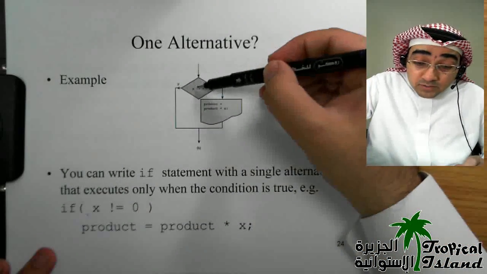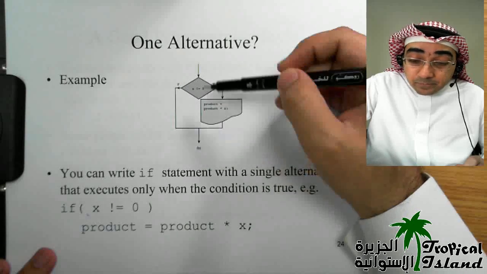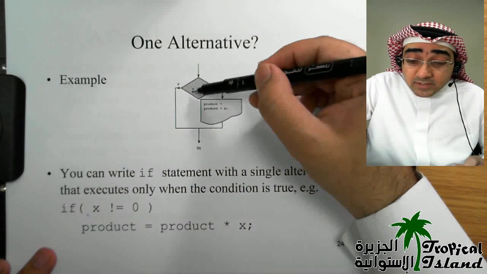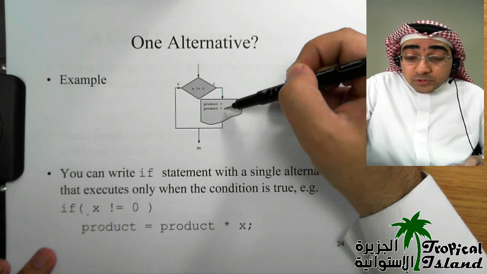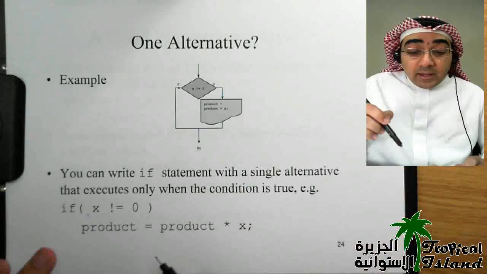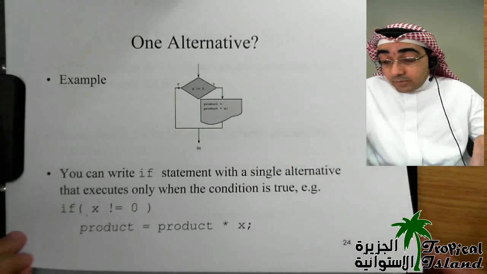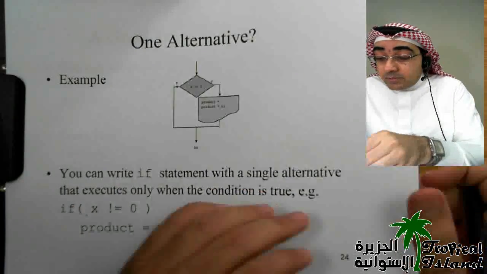Okay, so this is the flow chart of it, and this is how you can see how the program is running. It's going to check if x is not equal to 0. If this is true, you're going to say product is equal to product multiplied by x. If this is false, you're just going to jump this line and continue your program. So this is a one-way alternative, and we showed you the two-way alternative in the example before it.